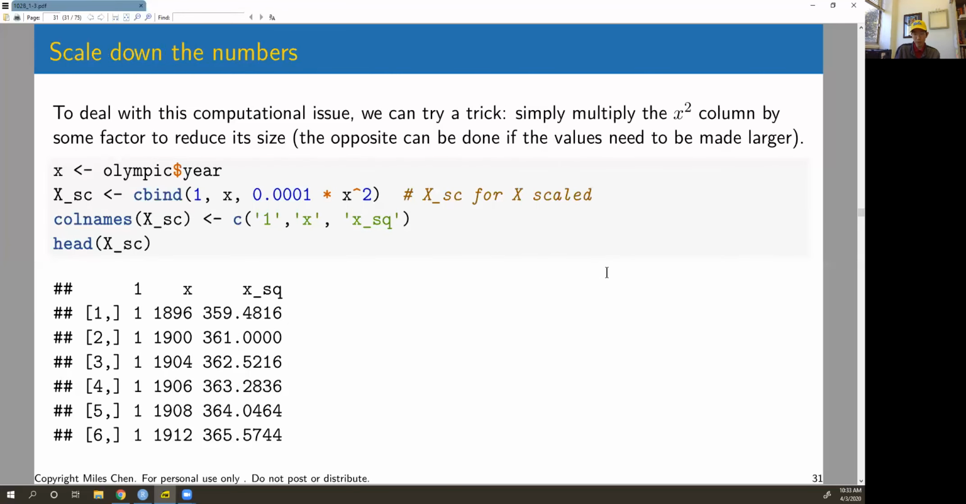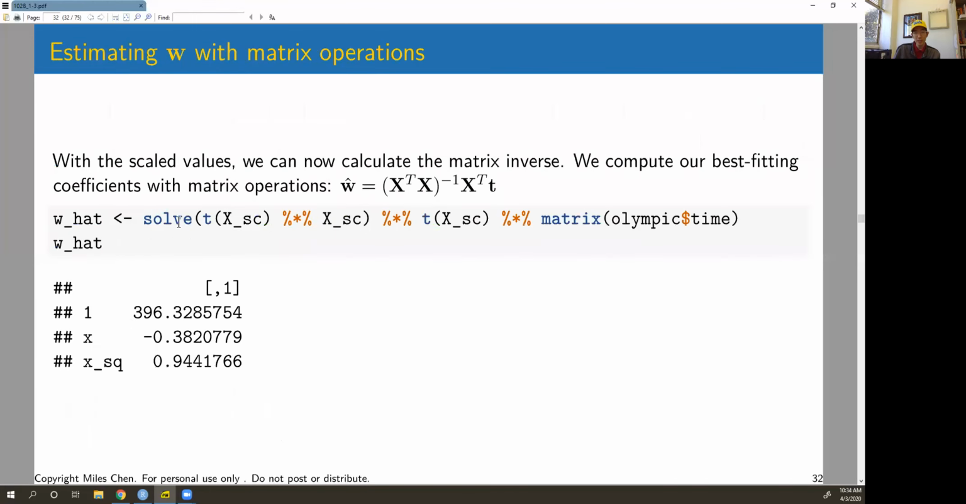One workaround is, instead of using x squared as it is, to multiply x squared by a tiny value like 0.0001. When we do that, this is what we get. It's basically the same thing as before, except instead of 3 million or something like that, now it's 361. So instead of 3,610,000, I get 361.000. Now the computer will be able to do x transpose x inverse.